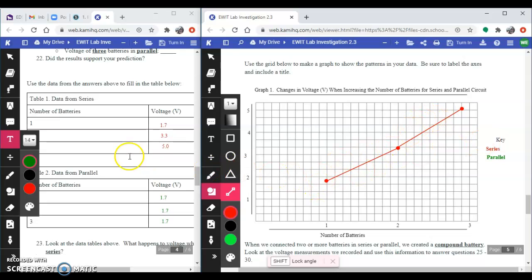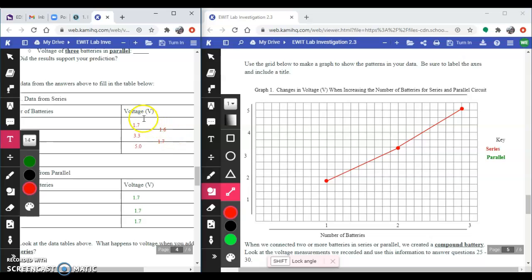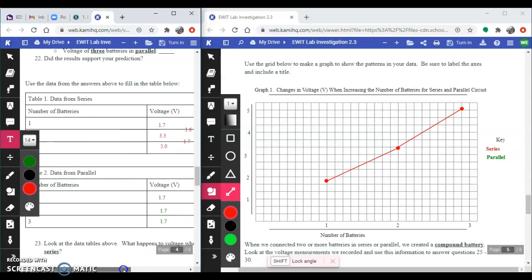And really, if we look at our data, what's the difference between 1.7 and 3.3? Well, that's about 1.6. Let me make that red. So it's 1.6. Well, what's the difference between 3.3 and 5? Well, that's 1.7. So what you're seeing here is as you're increasing the number of batteries, every time you do that, you're increasing by about 1.7. This one's 1.6, but it's pretty close to being 1.7.